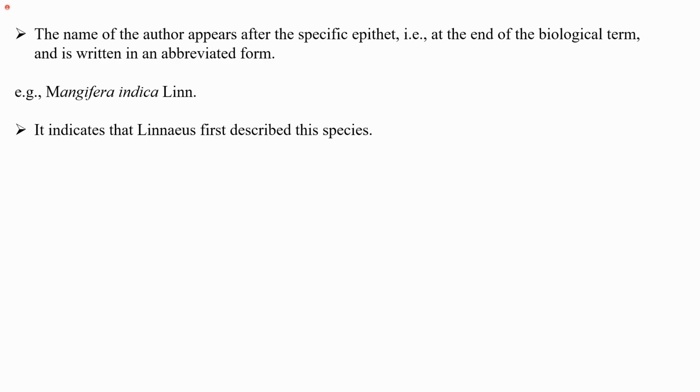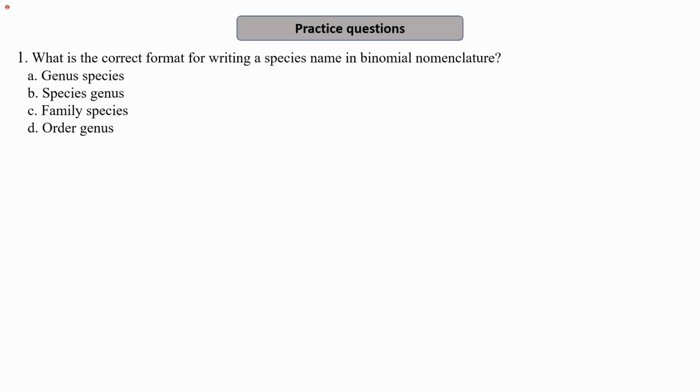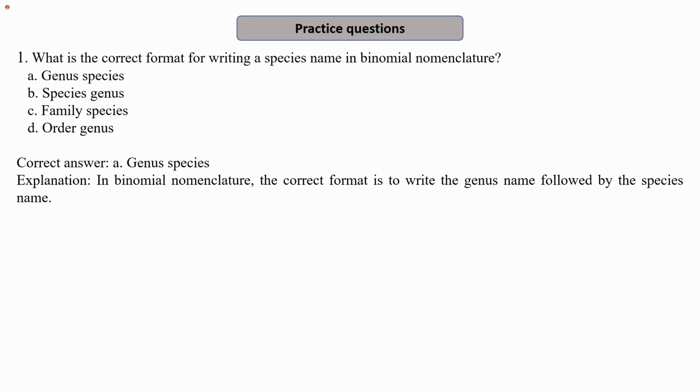So here are some practice questions as well for today's session. The first is, what is the correct format for writing a species name in binomial nomenclature? Is it genus first then species, species genus, family species, or order genus? We know that in binomial nomenclature, the first part represents the genus, while the second part represents a specific epithet or species. So the correct answer of this question is option A, genus species. As I mentioned, in binomial nomenclature, the correct format is to write the genus name followed by the species name.